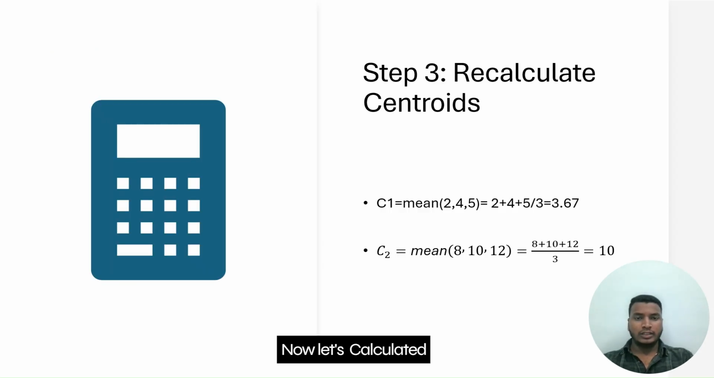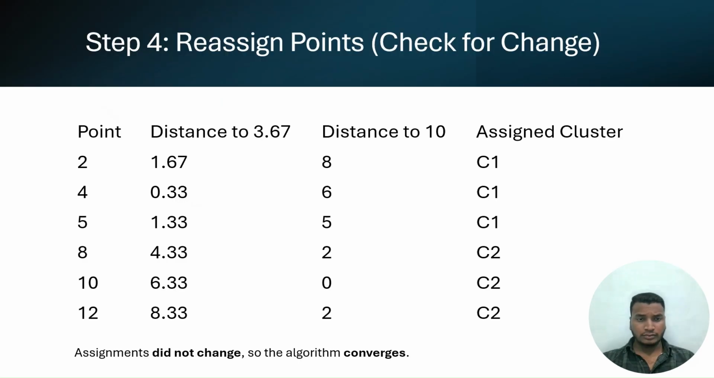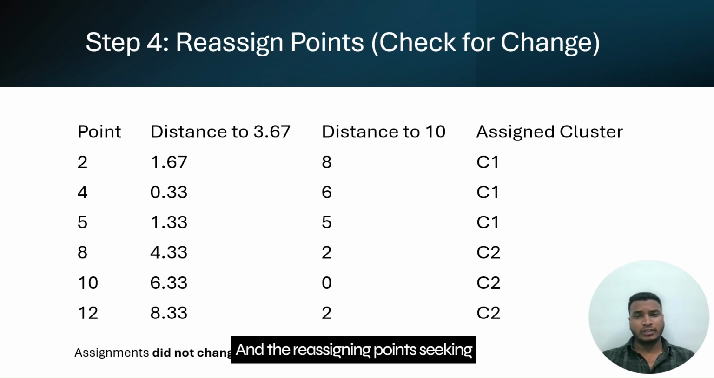Now let's recalculate the centroids. In C1, the mean is 2 plus 4 plus 5, which is 11, and 11 divided by 3 is 3.67. For C2, it is 8, 10, 12, which is 30 divided by 3, which is 10. Then we reassign points, checking for changes.